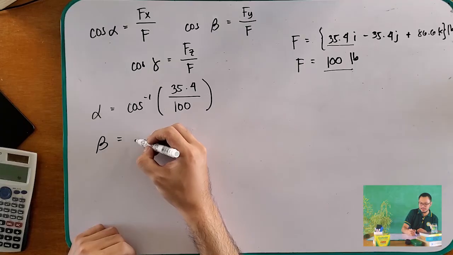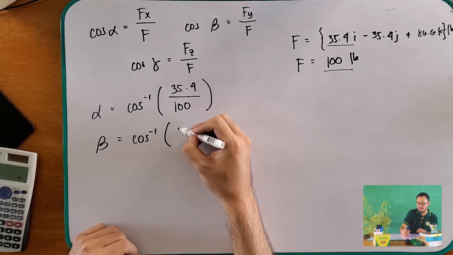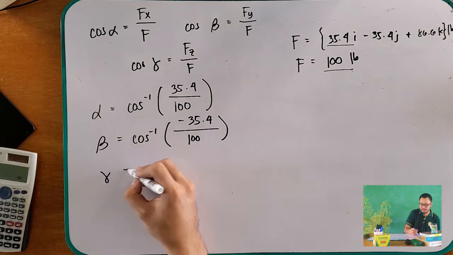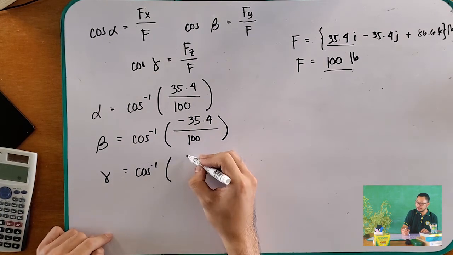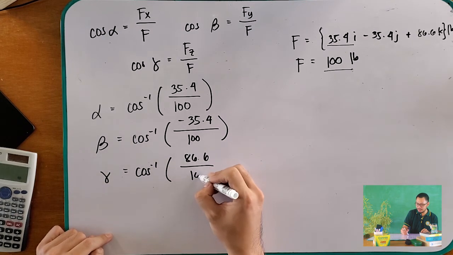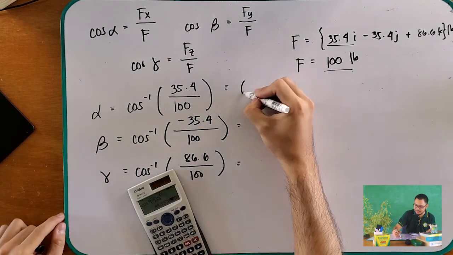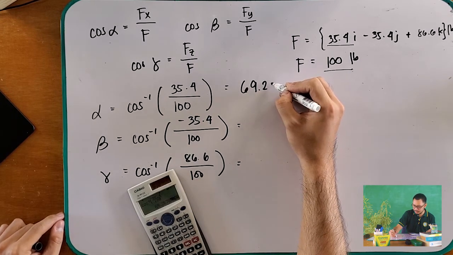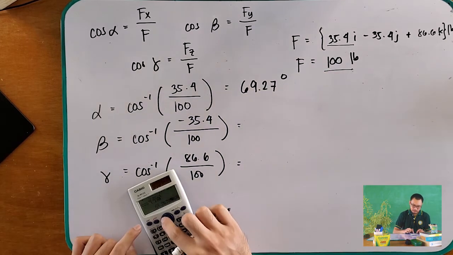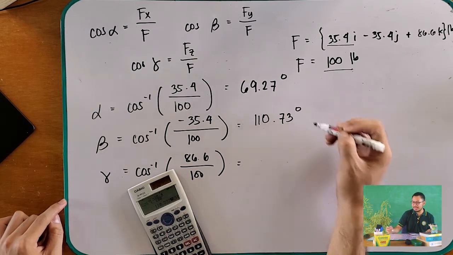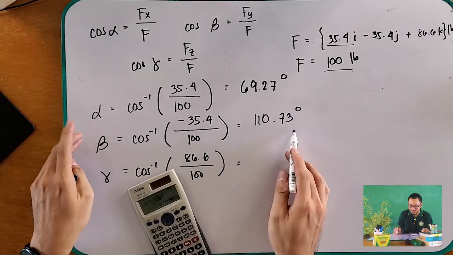Beta, di ba? Niyon kung ganiha nga naaman siya, tungod kay naaman siya sa atong negative, or pwede lang nato diretso input siguro, inverse cosine of negative 35.4 over 100. And your gamma is inverse cosine of 86.6 over 100. So therefore, your alpha has an angle of 69.27 degrees. Your beta has an angle of 110.73 degrees. Again, wala na ako nag-minus ani og 180 tungod kay ako naging negative.